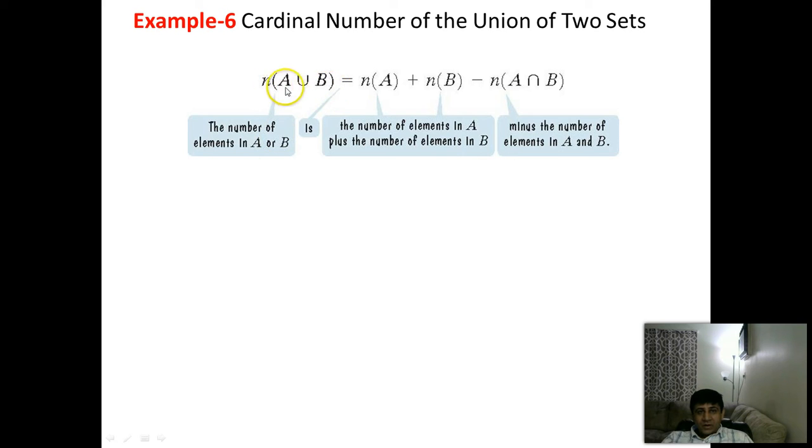The cardinal number of A union B is equal to the cardinal number of A plus the cardinal number of B minus the cardinal number of A intersection B. This will give us the cardinal number of the union.